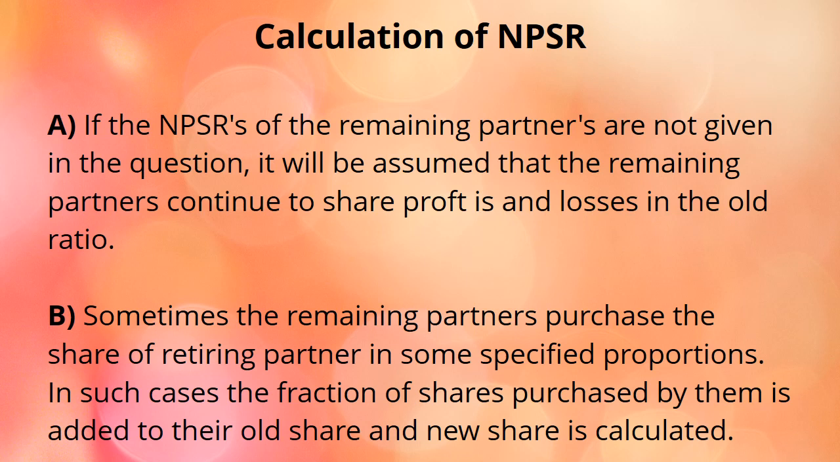A number. If the NPSR of the remaining partners is not given in the question, it will be assumed that the remaining partners continue to share profit and losses in the old ratio. You all are well versed now. Listen, these are all the things that we have been doing from chapter number 3. Now move on to B number.